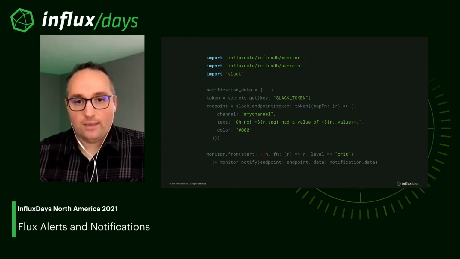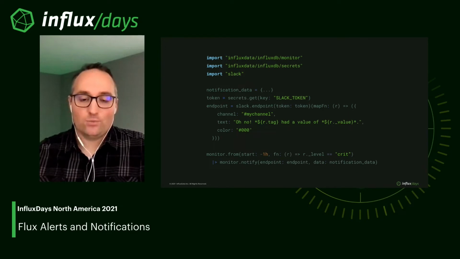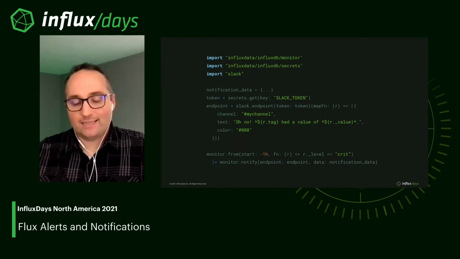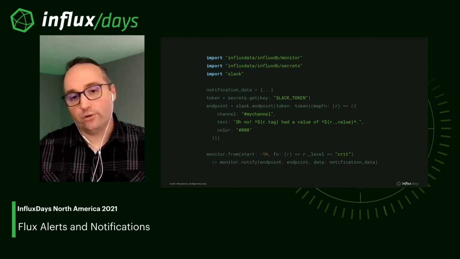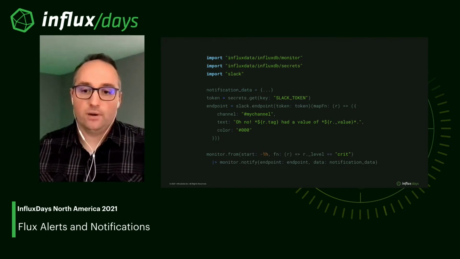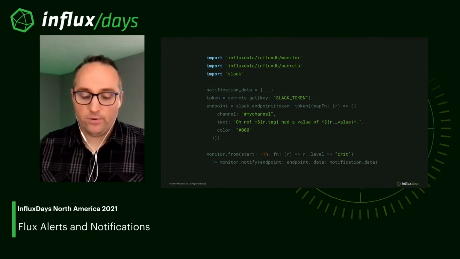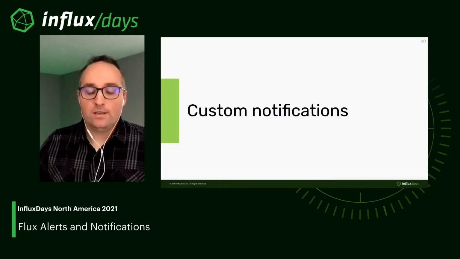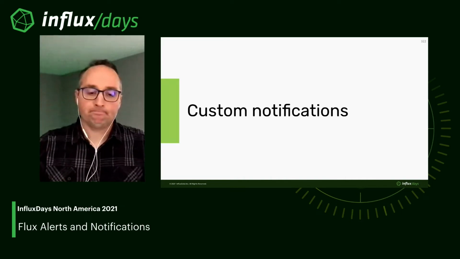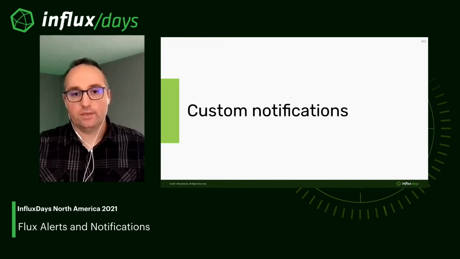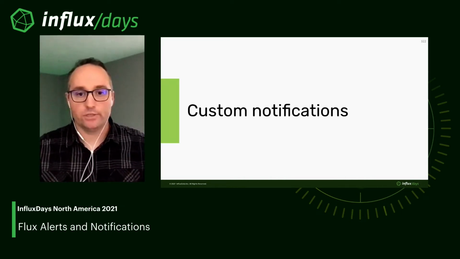So that's why the endpoint convention exists. That's why it is what it is. That's how it was designed to be generated, to be used in these generated Flux tasks that are created from the InfluxDB UI. Now, those are the three main conventions that you can use to send notifications in raw Flux.